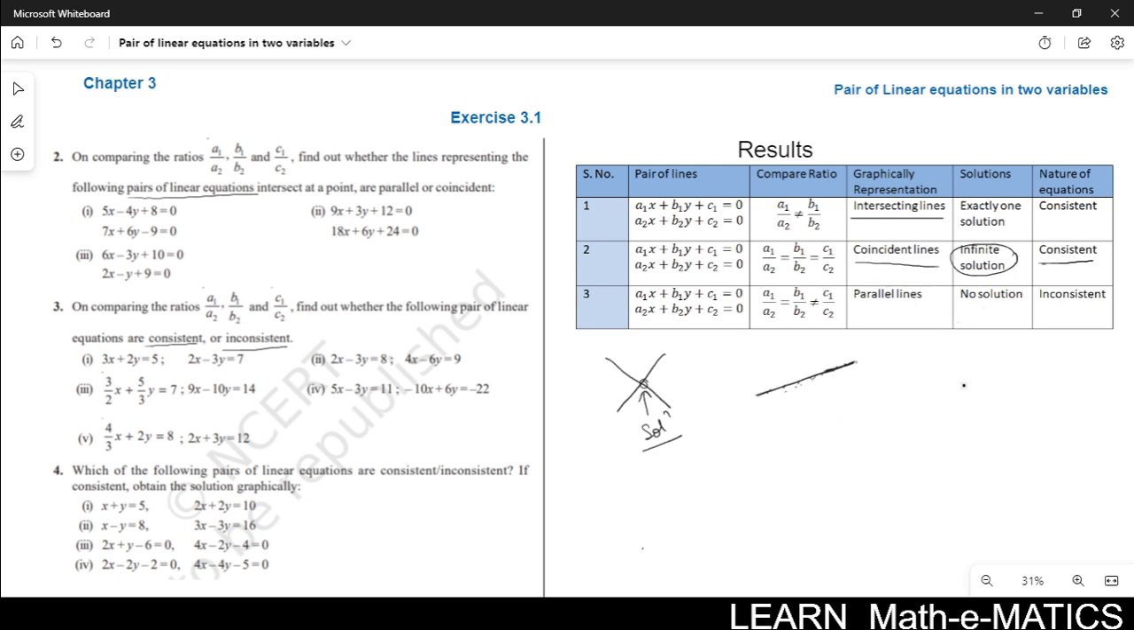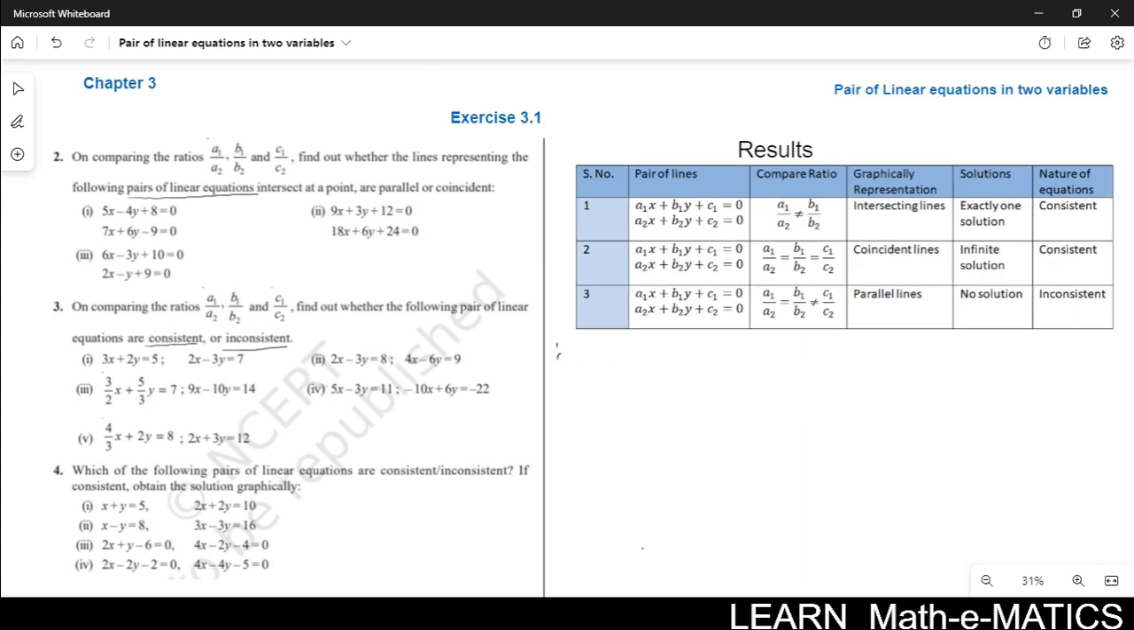So next is parallel lines. We know parallel lines never intersect each other, so that means they have no solution. If they have no solution, in that case they are inconsistent. So what is consistent? When we get a solution, that means when we have intersecting lines or when we have coincident lines, right? Whenever we are given parallel lines, that means they never intersect each other. In that case we will not get any solution. So in that case we have an inconsistent equation. I just hope the concept of consistent and inconsistent is clear to you. Let's start with the question.